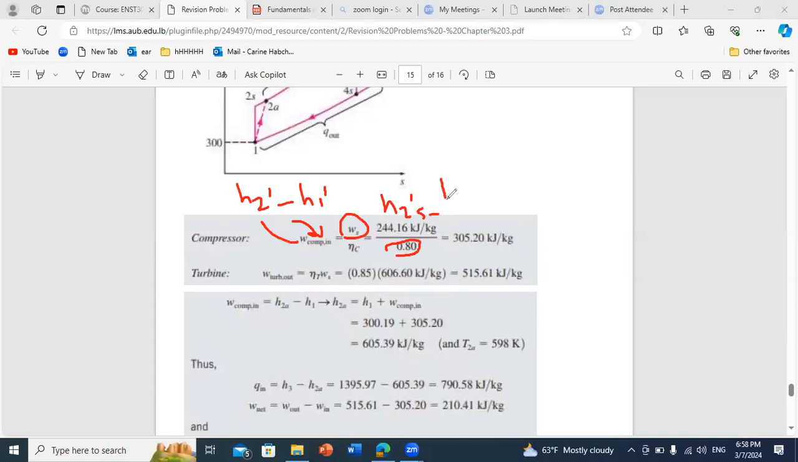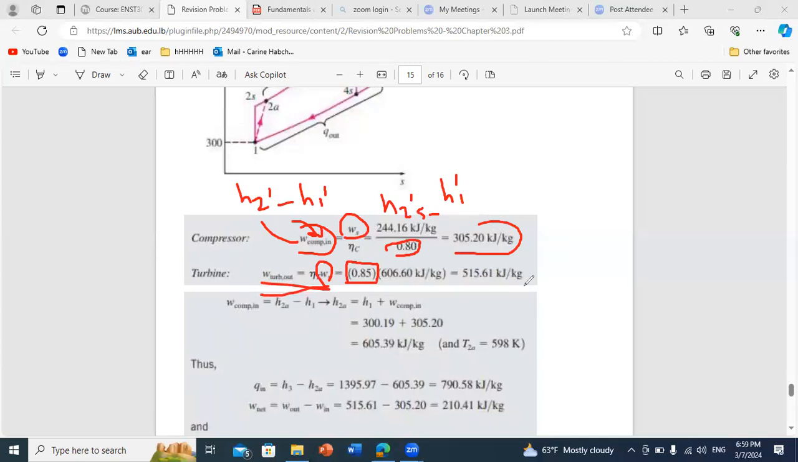So by using the isentropic efficiency, we can calculate what is the real work that should be supplied in kilojoule per kilogram at the compressor. While for the turbine, as we mentioned, we do it in the opposite way. We calculate the isentropic work, and we say because of losses, the actual work produced by the turbine will be lower. So we multiply it by the percentage, which is 85%. We get W turbine in kilojoule per kilogram.